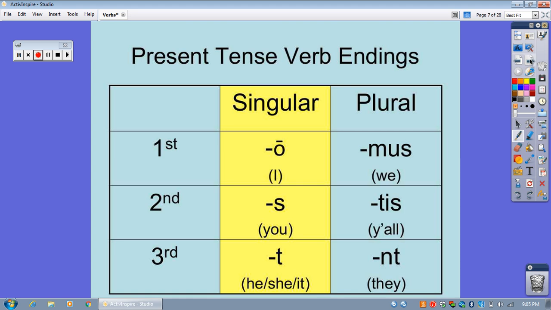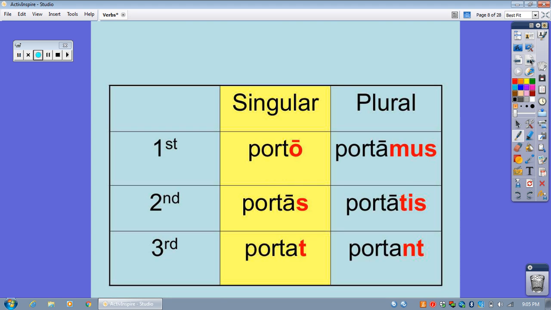Okay, so, of course, you know I have a song for this, and I'm going to sing that a little bit later, but if we put that all together, let's take that verb portat. That's how you learned it in your book, right? Portat means carries, but literally, because it ends in a T, it means he, she, or it carries. Porto would be I carry, portas, you carry, portat, he, she, it carries, portamus, we carry, portatis, y'all carry, and portant, they carry.